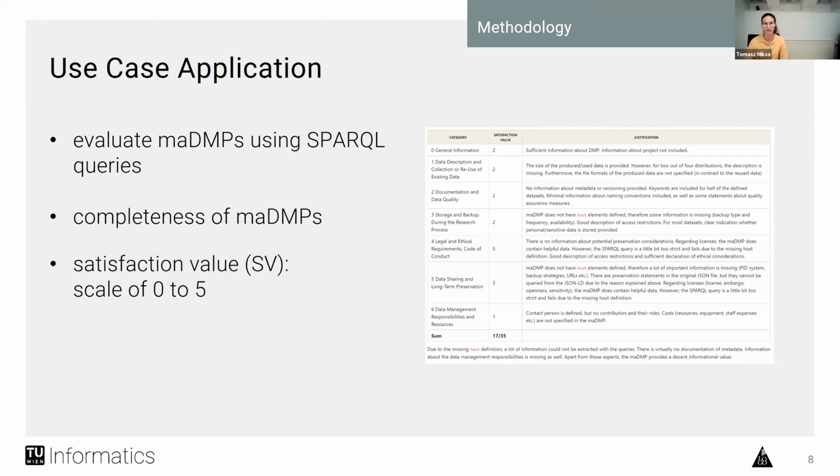To achieve that, for each category of the evaluation rubric, we simply applied the corresponding SPARQL queries to the input maDMPs. And then we assessed the completeness of the maDMPs based on the results obtained from the SPARQL queries for each category. For the assessment of the maDMPs, we use the satisfaction value, or SV, which is simply a numeric value on a scale of 0 to 5. A value of 0 means that the corresponding criteria are not addressed at all, and 5 is the highest value, meaning that the respective criteria are addressed extensively.